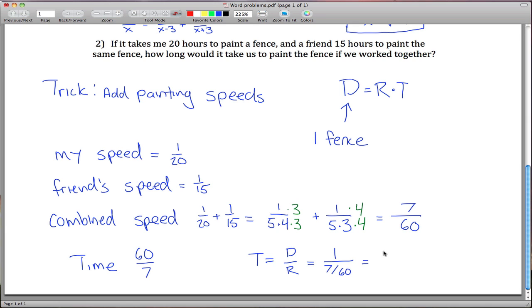So this is 1 over 1 divided by 7 over 60. Dividing fractions, you flip the denominator upside down and multiply. So flip this upside down, multiply by 1 over 1, and you get this 60 over 7. What's that, a little more than 8? 8 and 4/7 hours, I guess, is the time it ends up taking. But you can just leave it as a fraction like this, and that's the answer and the end of the word problems.